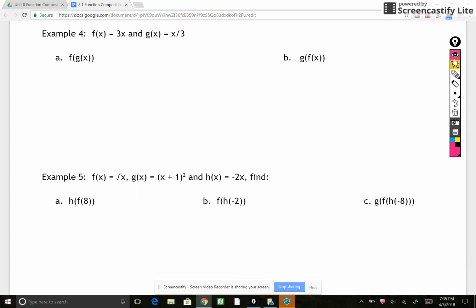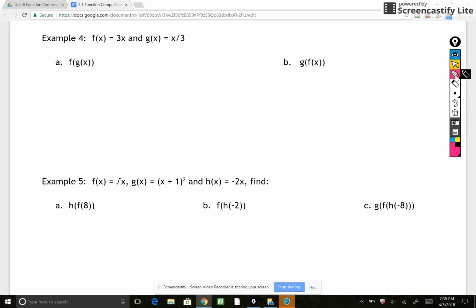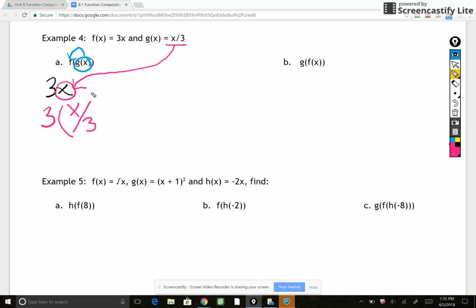All right, let's look at the next example. So for A, the inside function gets plugged into the outside function. So you want to plug g into f. f is 3x, and they want you to replace this x with the g function. So 3, and then instead of x, now I have x divided by 3. And then do the arithmetic. So this actually becomes 3x over 3, which is just x.